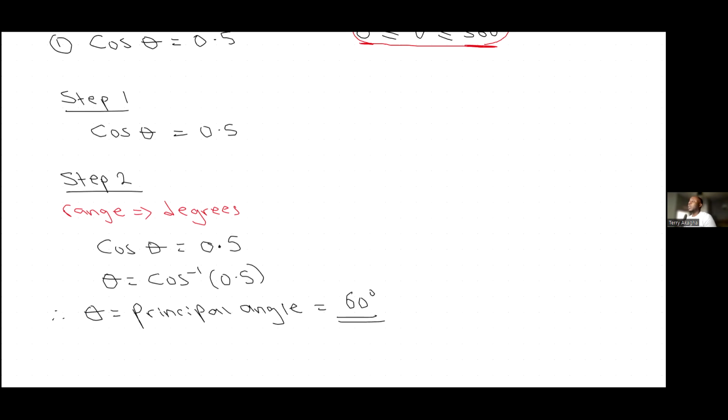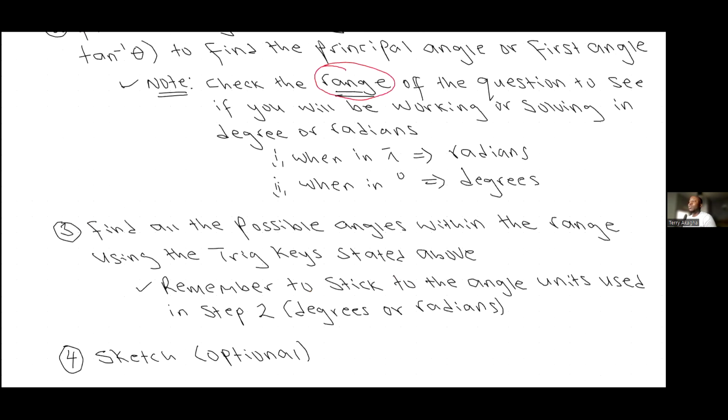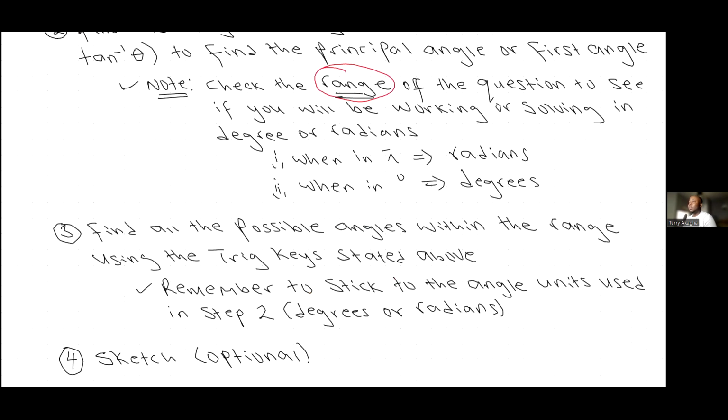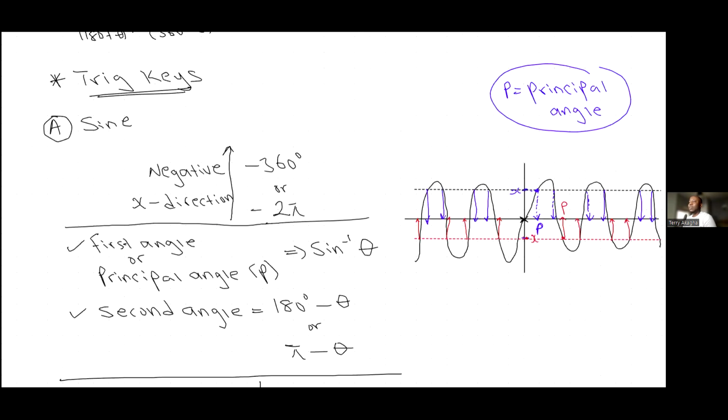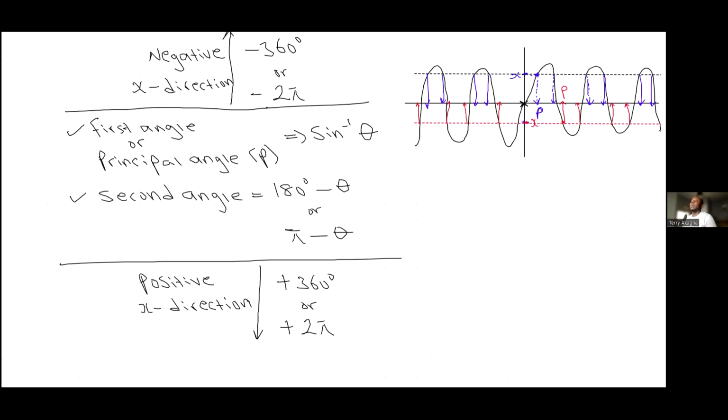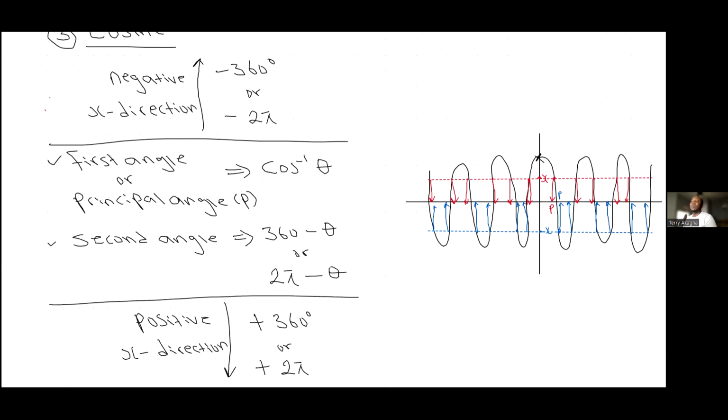All right, so step 3. What does step 3 say? Step 3 says we should find all the possible angles using what? The trig keys. So let's go and look at the trig keys now. We're looking for cosine. So we talked about cosine, okay? We have the first angle, and now we have the second angle. Because we're working in degrees, we're going to use 360 minus theta to find the second angle, right? So we're going to use this now. So let's go back.